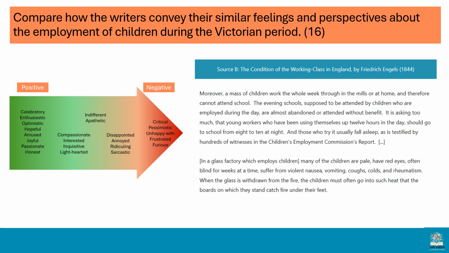So source B is from the Condition of the Working Class in England. It's by Friedrich Engels from 1844. It's about the same time period as the other source.